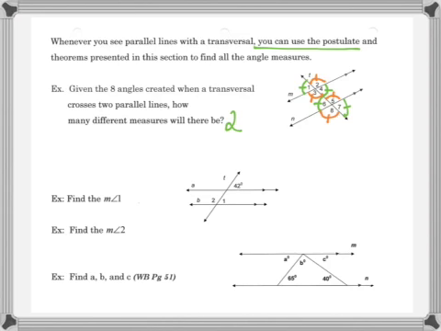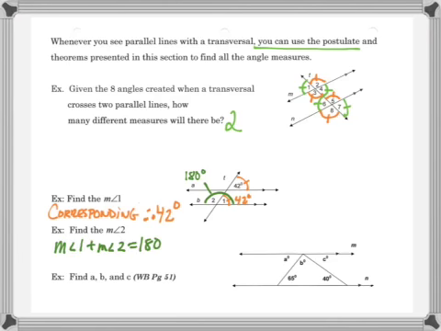So if we're given in the picture that 42 degrees is one of our angles, we know that 1 has to be 42 because they're corresponding angles. And that 1 and 2 have to be supplementary because they add up to 180. Therefore, 2 is going to be 138 degrees.